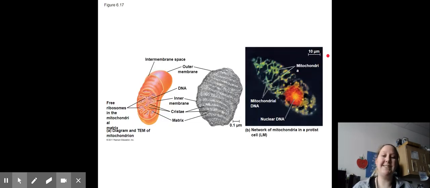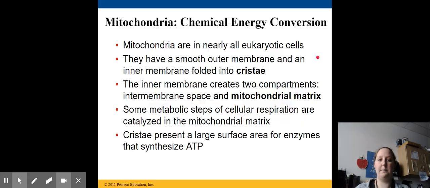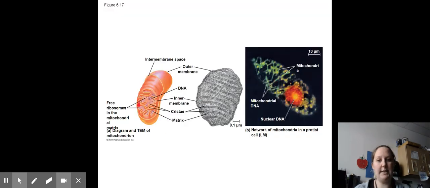The mitochondria is composed of two membranes. One is the outer membrane, with an inner membrane folded into something called cristae. And then we have that inner membrane space and the mitochondrial matrix. So right here, we see our cristae folded from the inner membrane. That inner membrane matrix is where we'll find the DNA and the ribosomes.